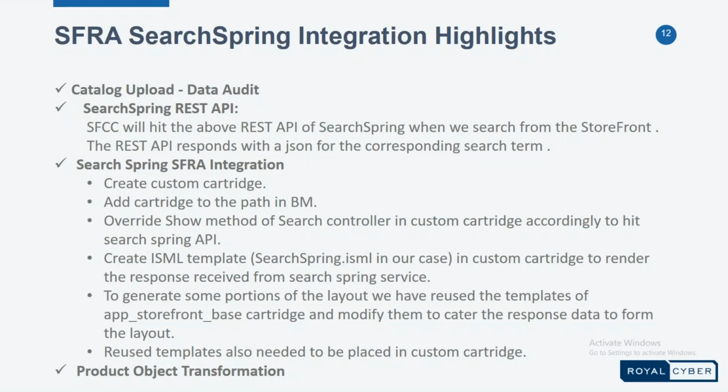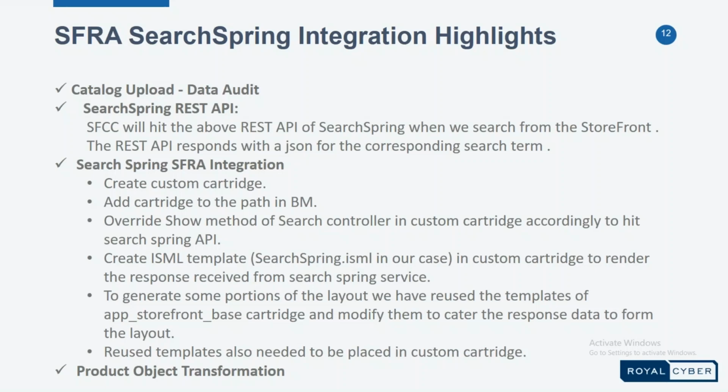base cartridge. But for extension purposes as well, what we have to do is place the template in the same path in our custom cartridge, so that it can take the preference of the custom cartridge. Otherwise, it will take the preference of the base cartridge if we don't place it in the same path. So this is how we have catered the response from the SearchSpring API into our layout.